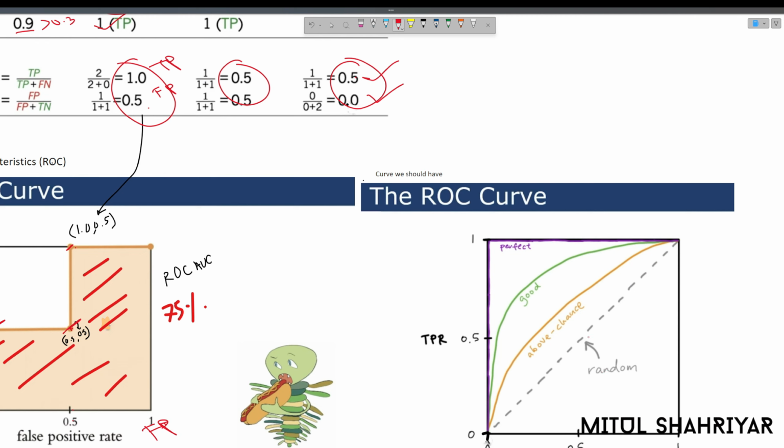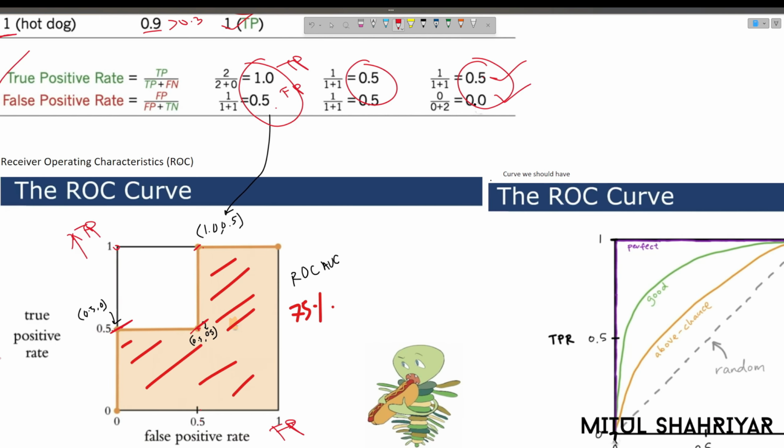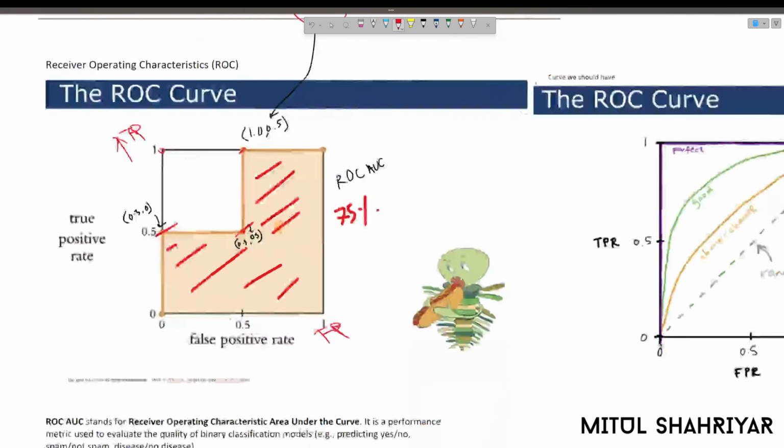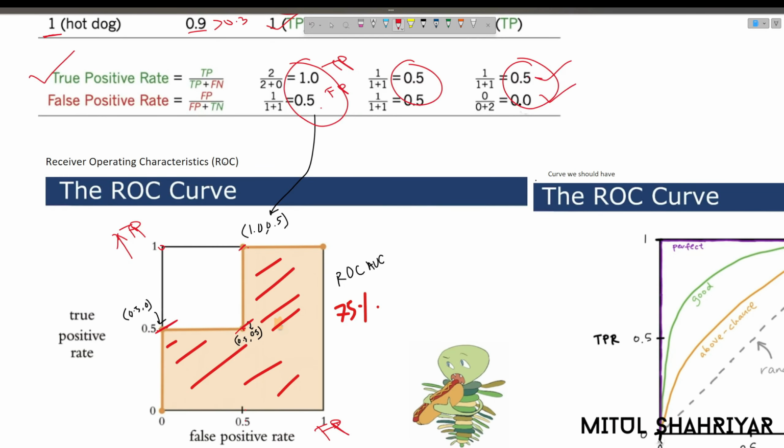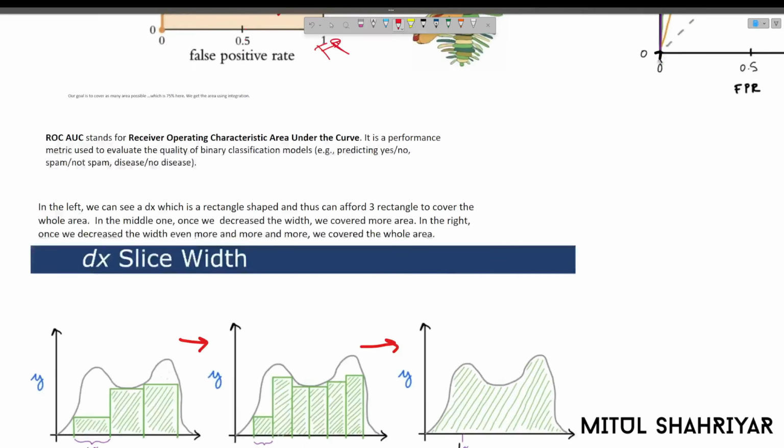The random one covers this portion, the above chance is this one. For the good one it is something like this. So we have talked about it visually, right? But we haven't talked about it mathematically. So we can actually do that.